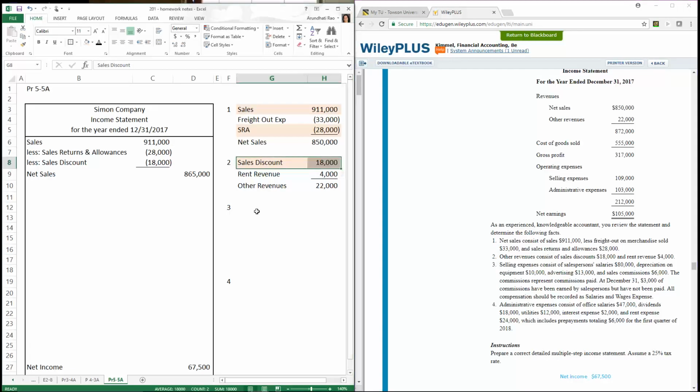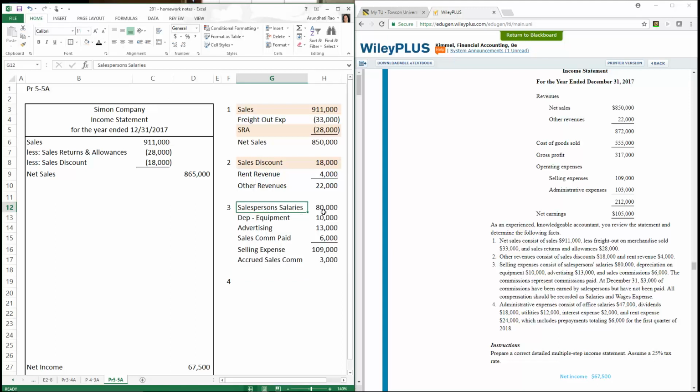So let's again first write down the information that was given to us. Salesperson salary is 80,000, depreciation is 10,000, advertising is 13,000, sales commission paid is 6,000. We have accrued sales commission, the unpaid sales commission, of 3,000. So which of these numbers should be taken over as salaries and wages expense? We'll take this 80,000, the 6,000, as well as the 3,000. We need to include that. Okay? But let's wait and see what other information is given here.